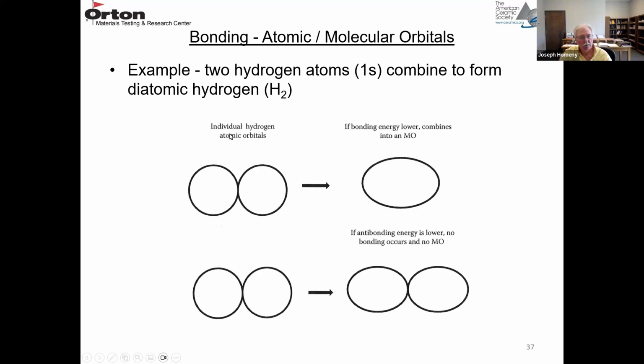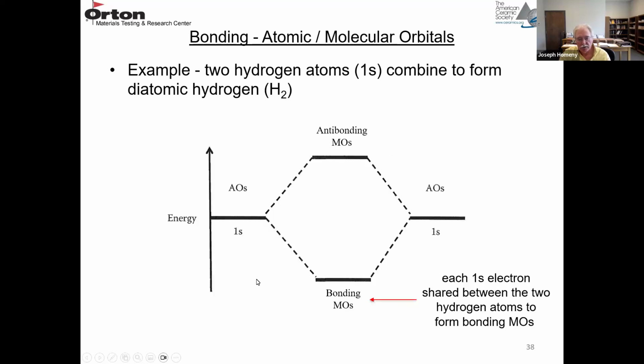So here's an individual hydrogen, actually 2 hydrogen atoms with their atomic orbitals. And if they form H2, they're going to form a molecular orbital, MO. And this is going to be a lower energy configuration. If they do not form a compound, it's anti-bonding. That's because the energy is higher for this state than for the individual atomic states.